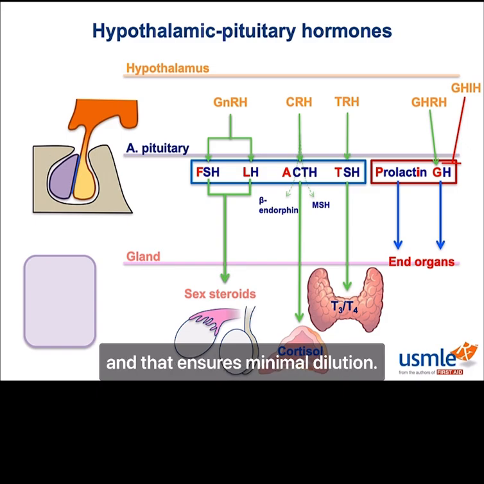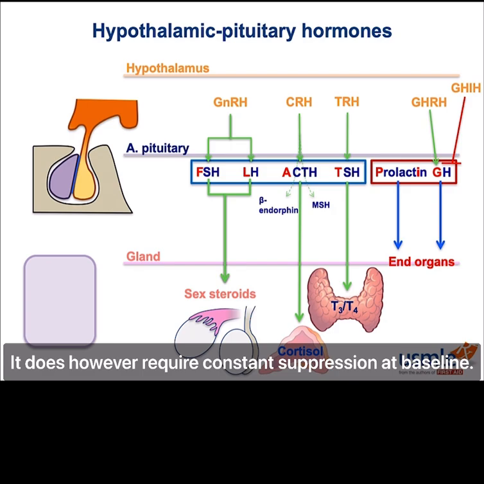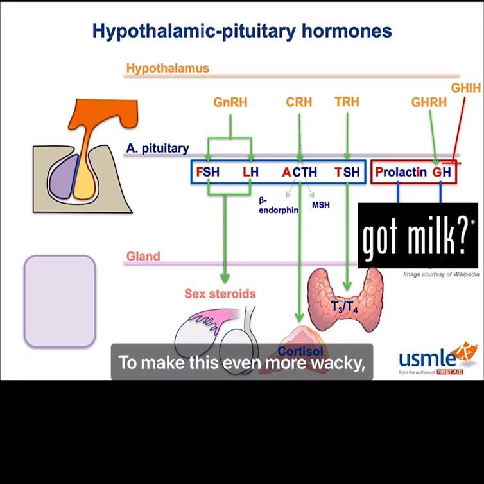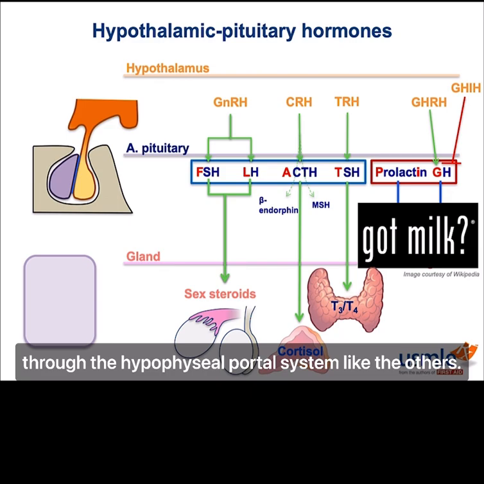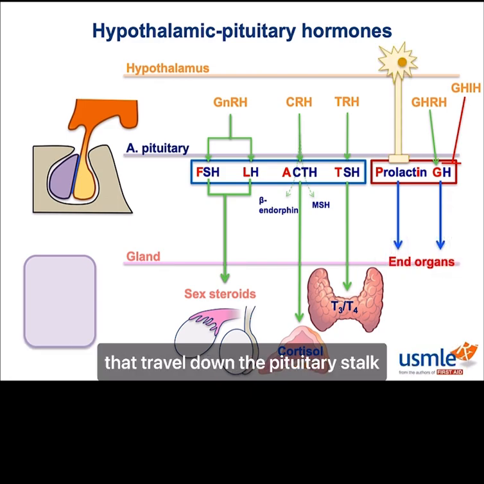minimal dilution. Finally, prolactin is tonically secreted at baseline. It doesn't require any hypothalamic stimulation. It does, however, require constant suppression at baseline, to prevent people from lactating willy-nilly. To make this even more wacky, this inhibition doesn't even occur through the hypophyseal portal system like the others. There are actually hypothalamic neurons that travel down the pituitary stalk and use the neurotransmitter dopamine to inhibit prolactin release.